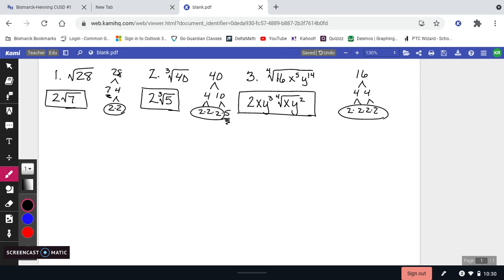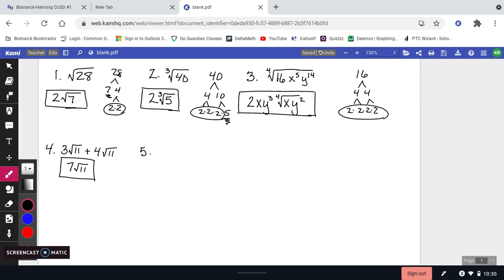Okay, you can also multiply and add using radicals, so let's add first. So I have 3 root 11 plus 4 root 11. Since they're like terms, we can add those together, and that will be 7 root 11.